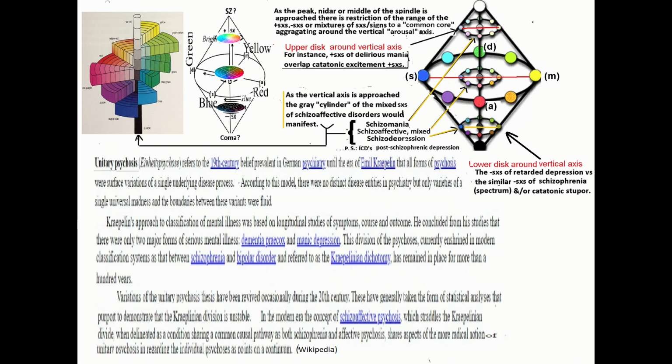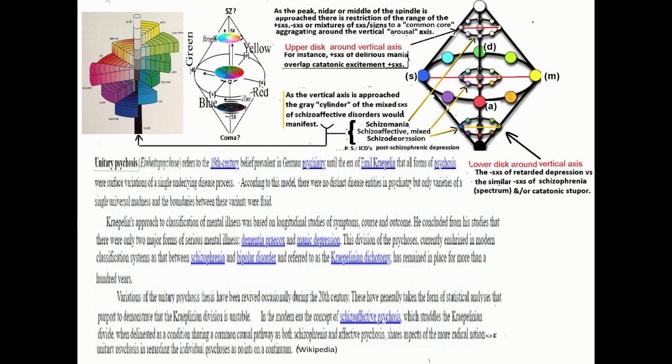For instance, positive symptoms are seen, of course, in delirious mania overlapping catatonic schizophrenic positive symptoms. Of course, there's an arrow going up at the top up there. Then in the bottom, there's negative symptoms of retarded depression versus similar negative symptoms of schizophrenia and or catatonic stupor. Now there's a black arrow pointing down to that.